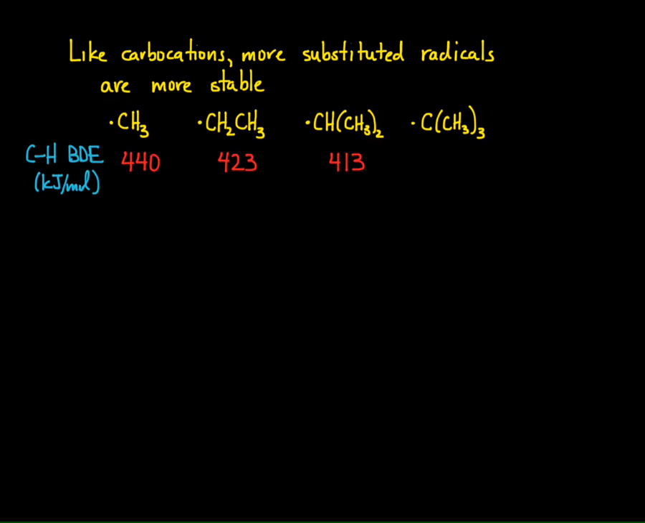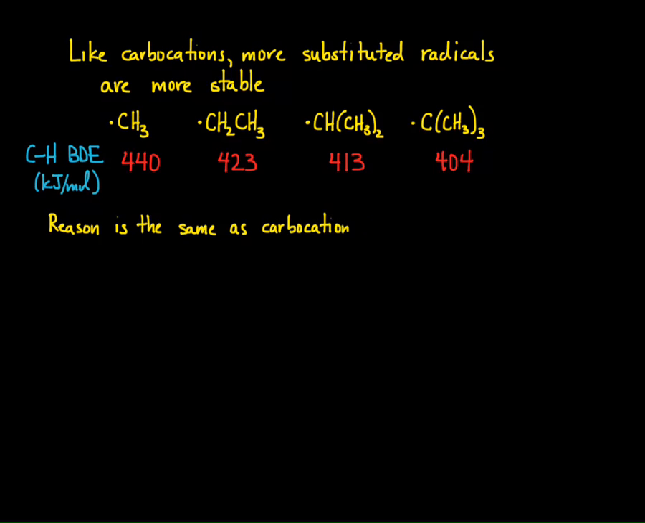So as we go from the methyl to primary to secondary, the dissociation energies are decreasing, and when we get to the tert-butyl, it has the lowest bond dissociation energy. And so we say that tertiary radicals are more stable than secondary radicals, which are more stable than primary radicals, which are more stable than methyl radicals. And this, again, follows the trend of carbocation stability as well. So it should make it relatively easy to remember the stability of radicals.